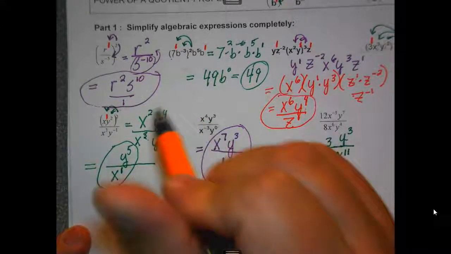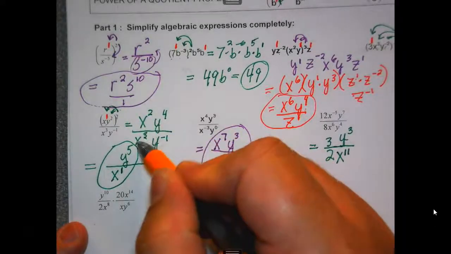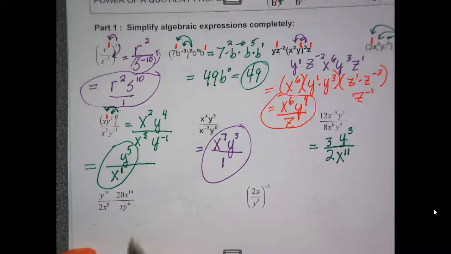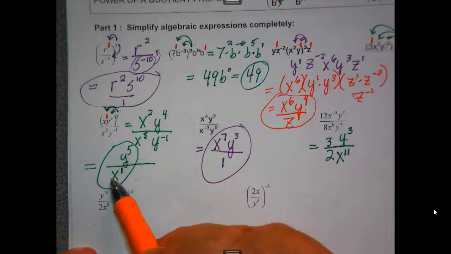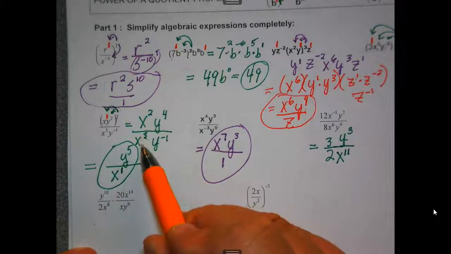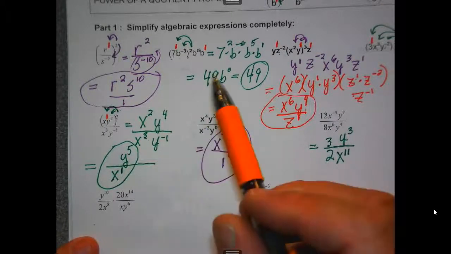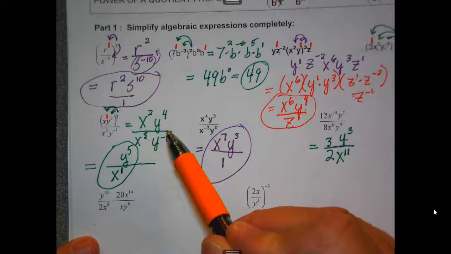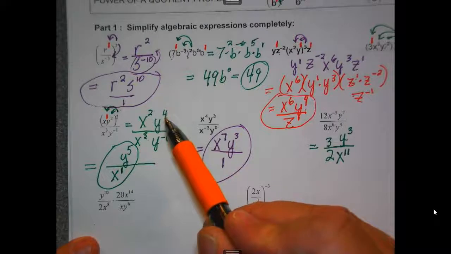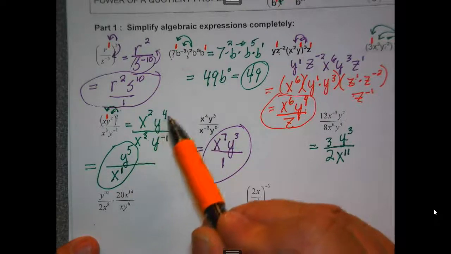All right, let's look at this. In my problem here, I have x squared and x cubed. Which one's larger? The x cubed, right? Where did my x end up? In the same place as the larger exponent. y to the 4th over y to the negative 1. Which one's the larger one? y to the 4th. Where did my y end up? In the same spot as the larger exponent.